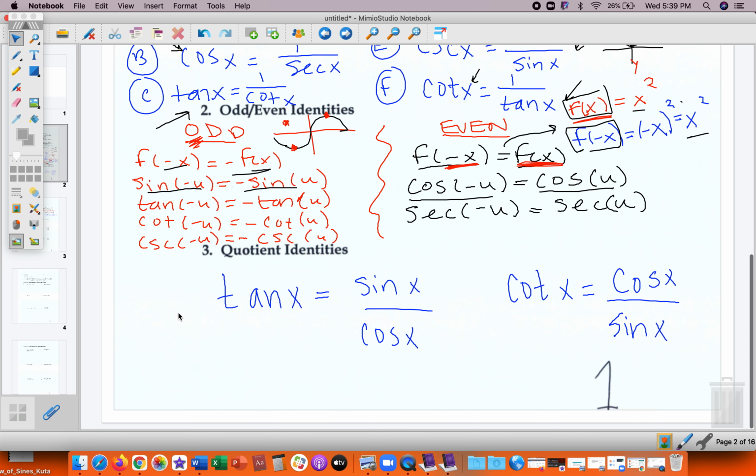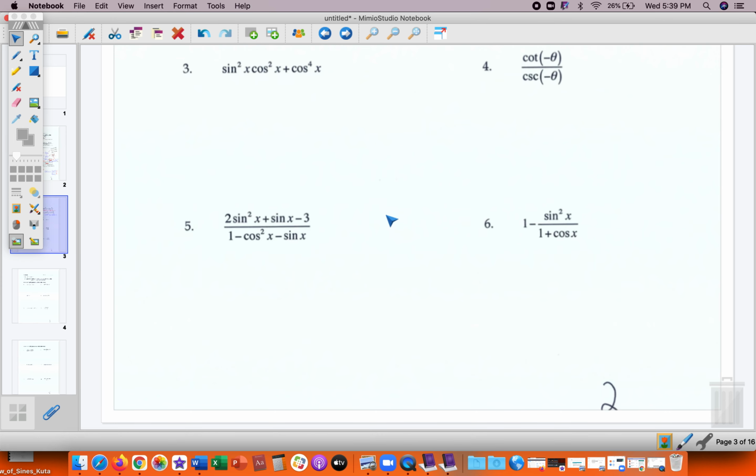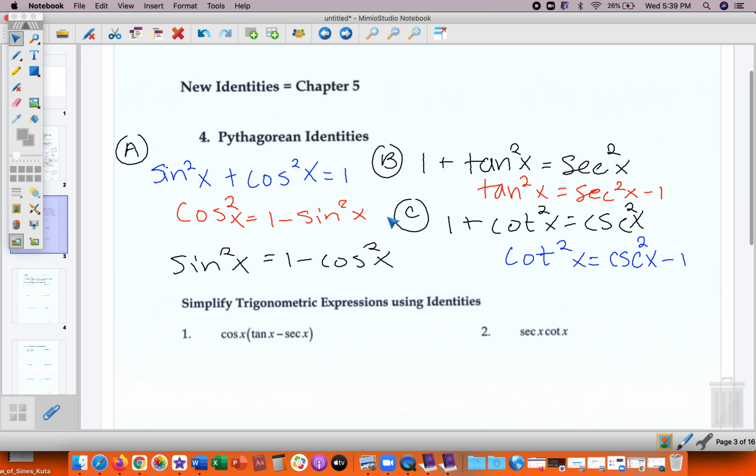Let's look at our quotient identities. Our quotient identities are the following. Tan of x is sine over cosine. Cotan of x then is cos over sine, right? And then lastly, we're going to look at our Pythagorean identities.